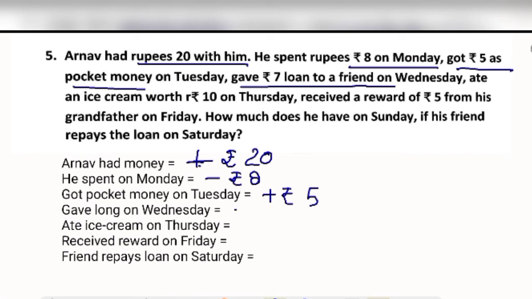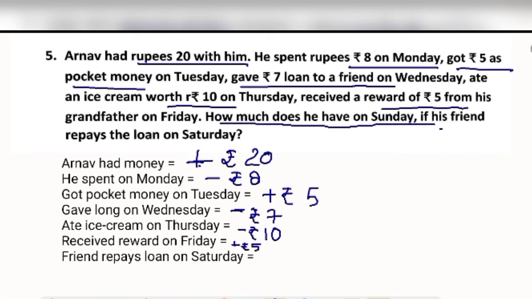Then gave ₹7 loan to a friend on Wednesday. Wednesday को money दी है, so that will be of minus sign, minus ₹7. Then ate ice cream worth ₹10. He ate the ice cream, so he will give money to the shopkeeper, so that will be subtracted. Money कम हो जाएगी, कम means minus ₹10. Receive reward means plus, so plus ₹5. Next, how much money does he have on Sunday if his friend repays the loan? That means जो friend ने loan लिया था, he repays it. He has given that money, so it will be plus ₹7.